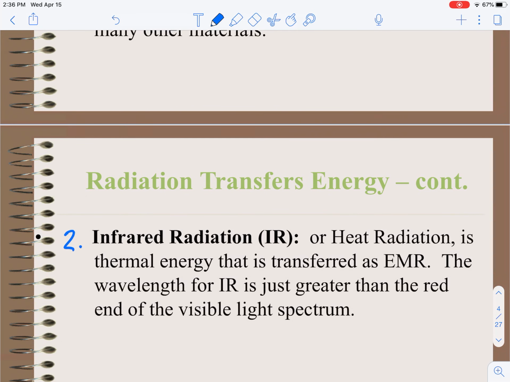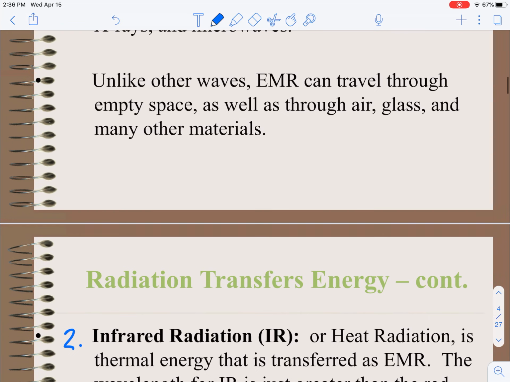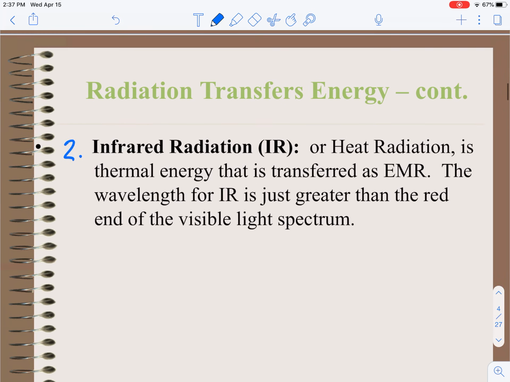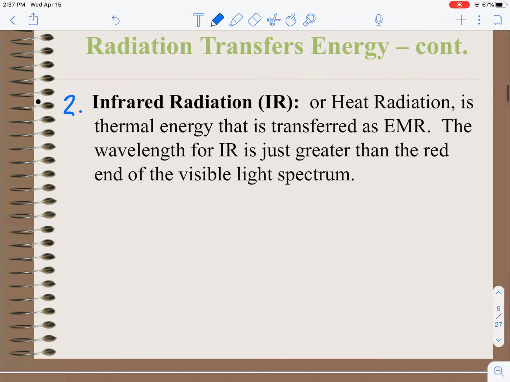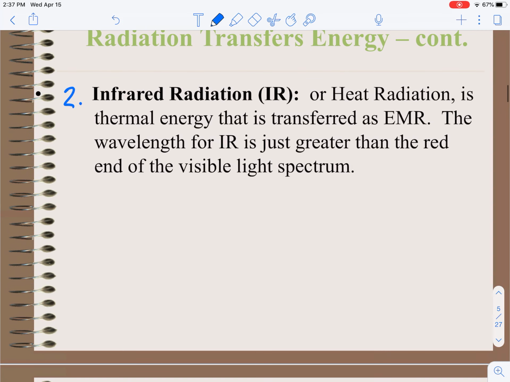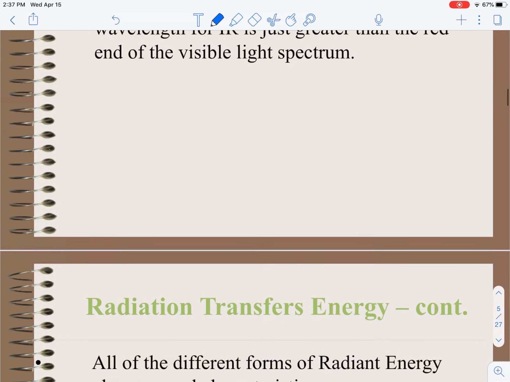The second kind is infrared radiation, which is basically heat. So an infrared camera would pick up, they might use that off a helicopter and see where they can find a missing person or herds of animals, because you can detect the heat.